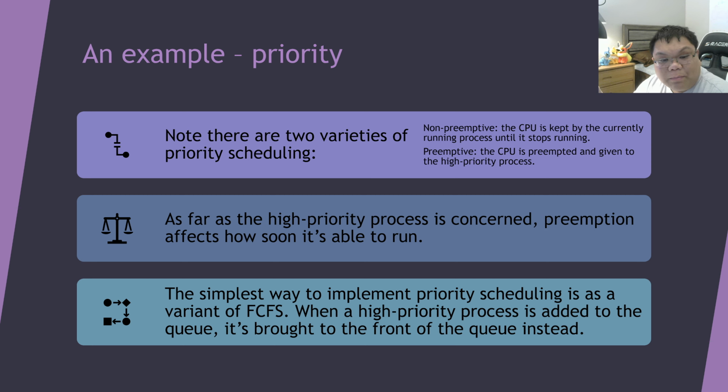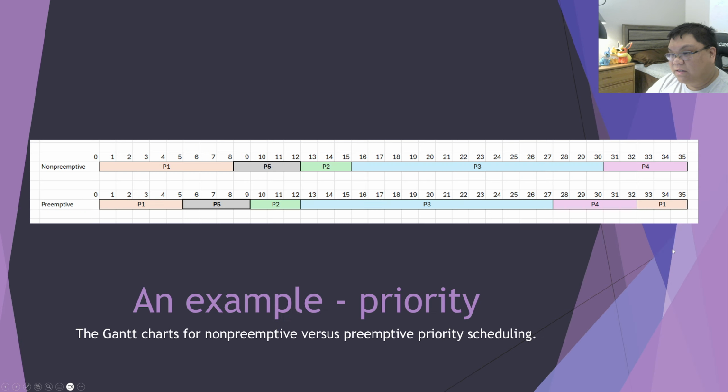The simplest way to implement this is as a variant of first come first serve. When a high priority process is added to the queue, it's brought to the front of the queue instead. And depending on whether it's preemptive or non-preemptive, it gets a CPU right away or has to wait for the currently running process first. So, in the non-preemptive scheme, process 5 arrives at time 5, but process 1 was already running, so it has to wait for process 1 to finish. All this does is shift all the other processes' times around.